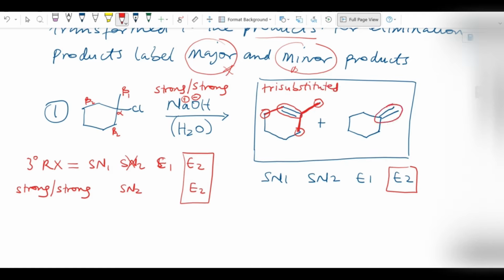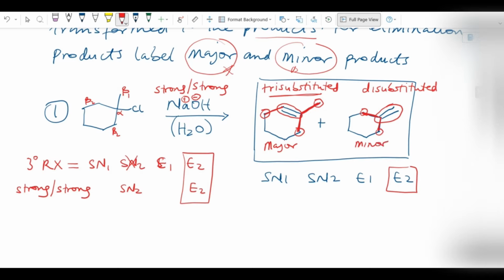Tri-substituted. In the case of this other alkene, there are only 2 carbons that are attached to that double bond. These are the only 2 carbons attached to that double bond. So this is a di-substituted alkene. So the most substituted one is the tri-substituted alkene. Therefore, that would be the major product. And this would be the minor product.